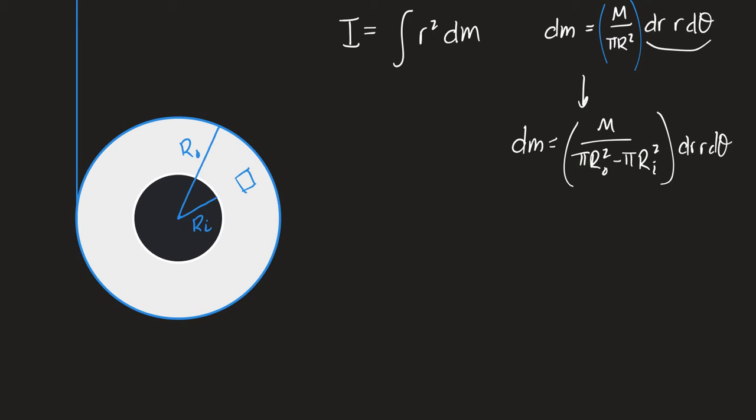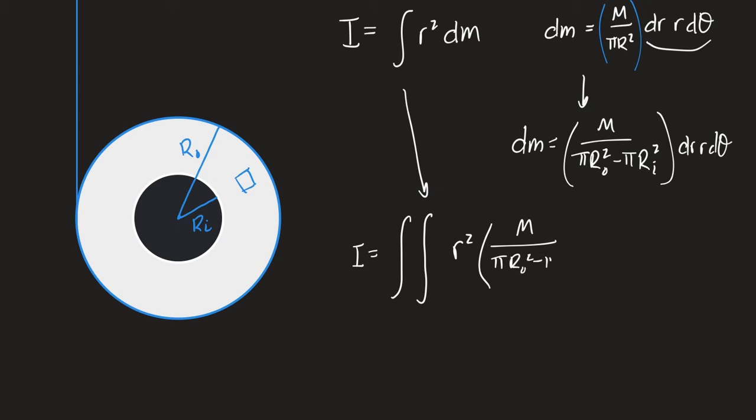Now there's another adjustment to make too, but the other one's pretty obvious. When I combine these to do the moment of inertia, there'll be two integrals because there's dr and there's d theta, and I'll have r squared times this whole thing, this beast, times dr r d theta. That's bringing all the pieces and throwing them into the integral.